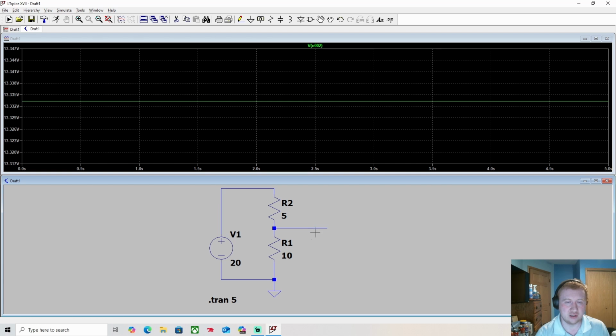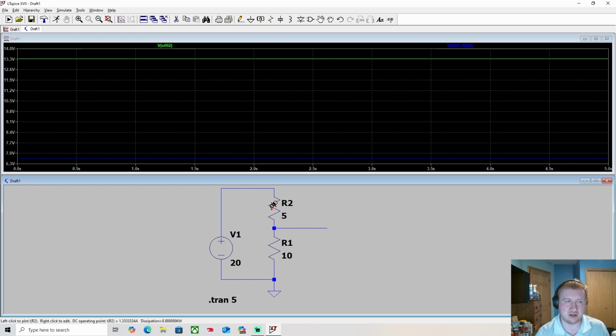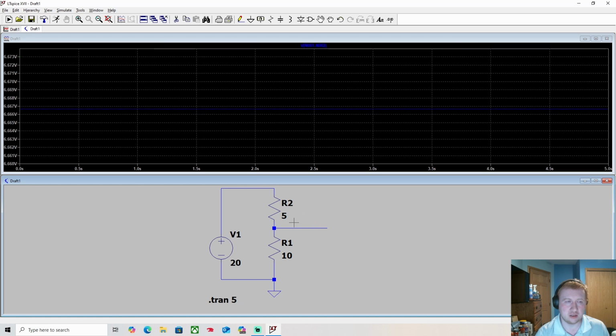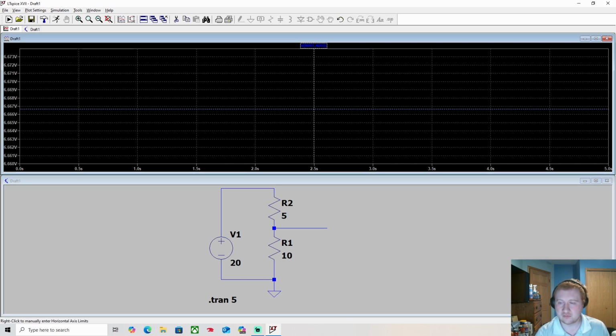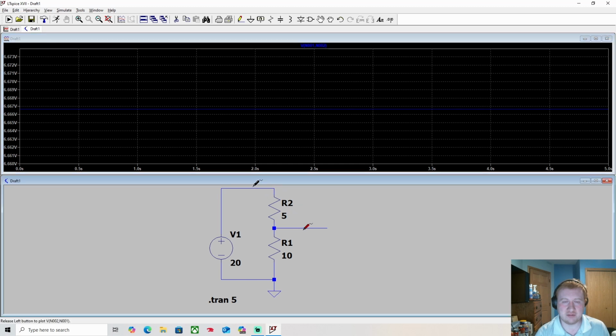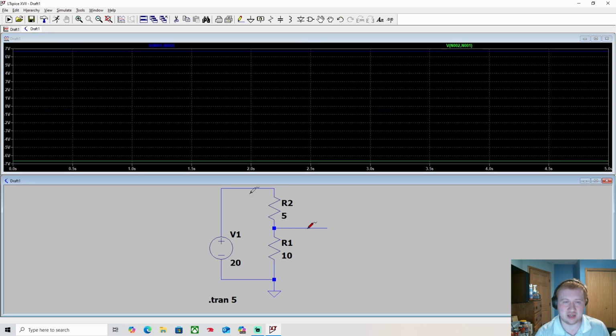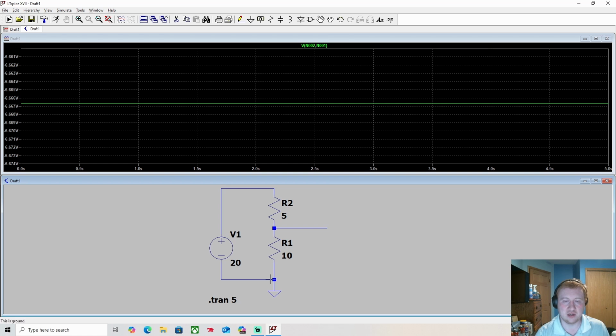If I were to decrease this to 5, we're going to get 13.33 volts from here to ground, and then from here to here it's going to be a lower voltage, because more current means less voltage. So 6.66 volts, or 2/3 or whatever. So to me, it makes a lot more sense to say 0 volts is the reference point that we're measuring in respect to.